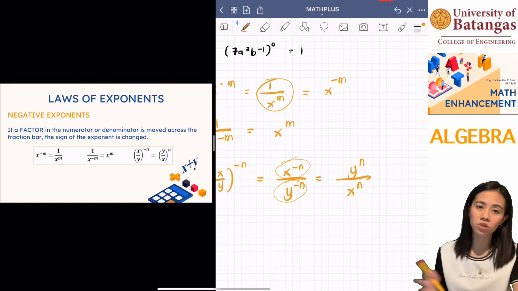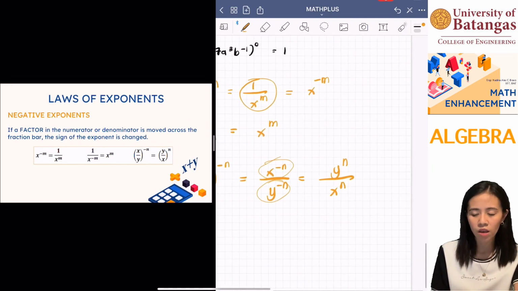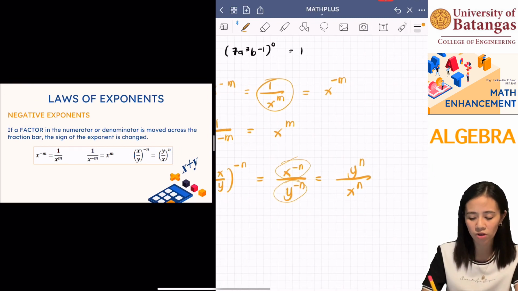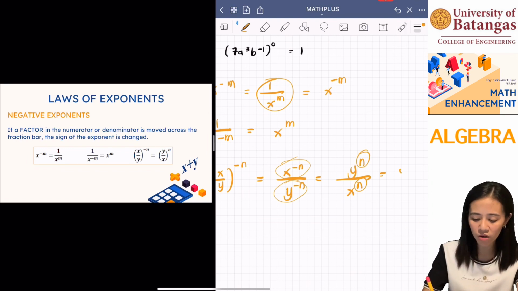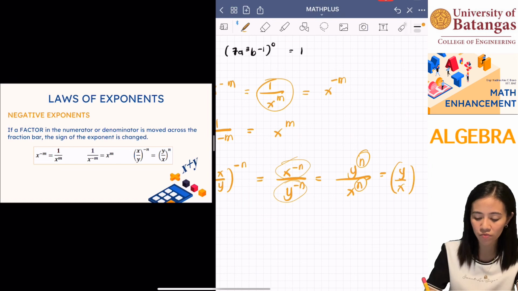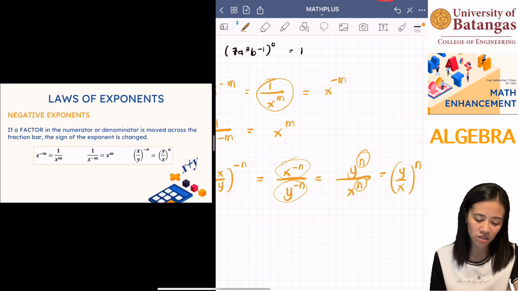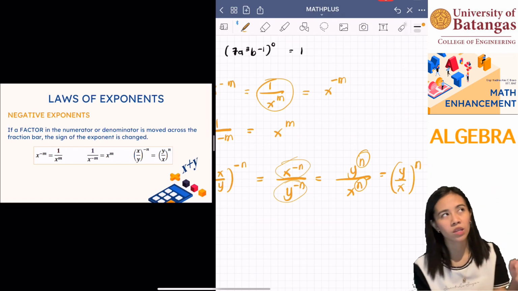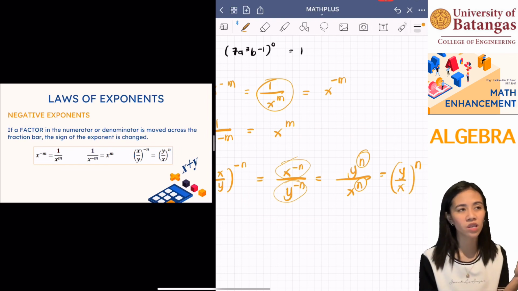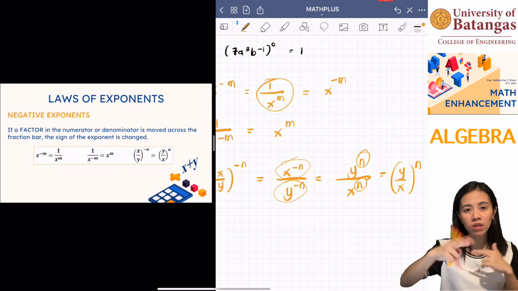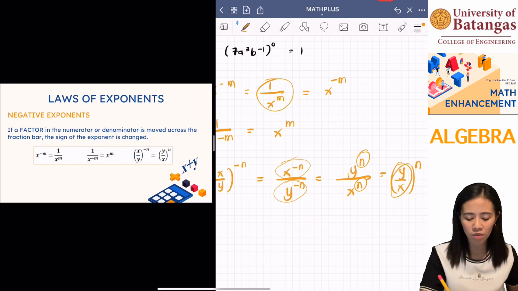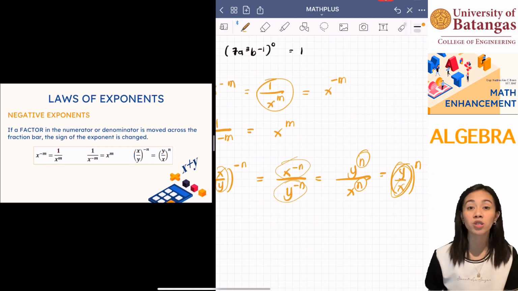Tapos, if you will be asked to simplify, pwede mo namang i-factor out. Parang i-reverse mo yung expanded power rule. Ilalabas mo ngayon yung common na exponent natin. So, pwede natin siyang gawing y over x raised to n. So, ang nangyari lang dito is, if you have a negative exponent wherein the expression inside is a quotient, para mag-positive yung exponent mo, you simply take the reciprocal of the term inside. Diba? From x over y, naging y over x siya. Pero this time, positive na exponent niya.